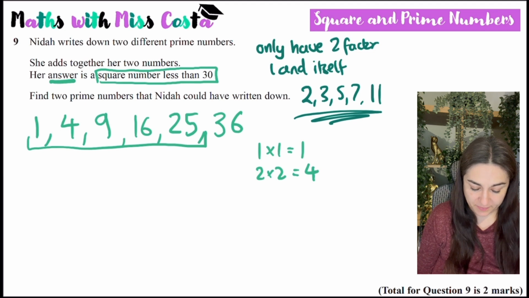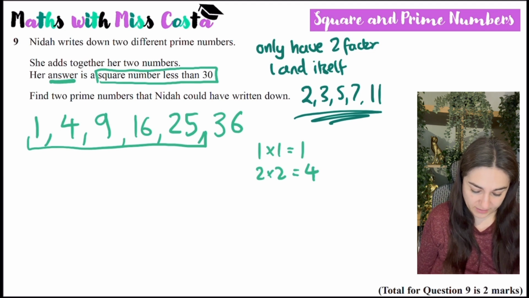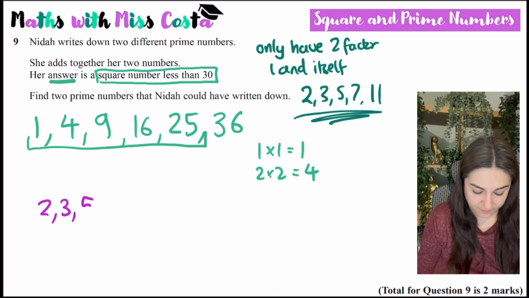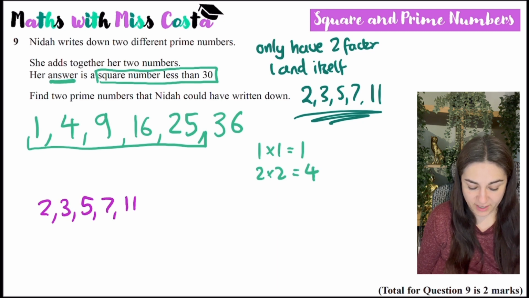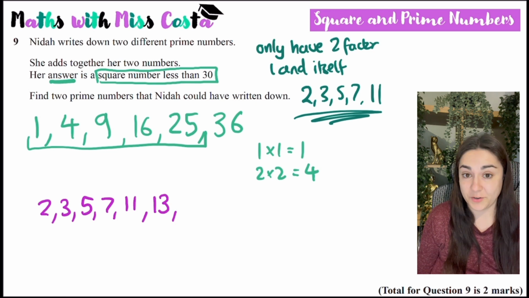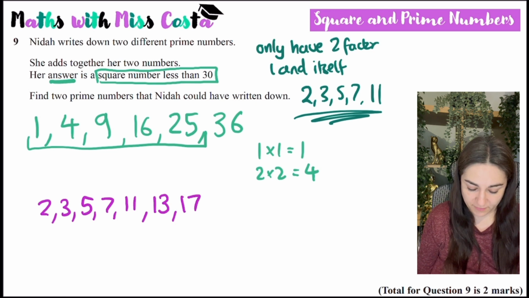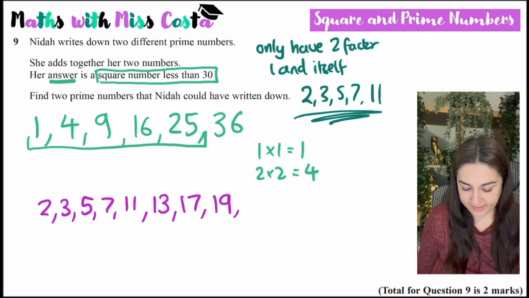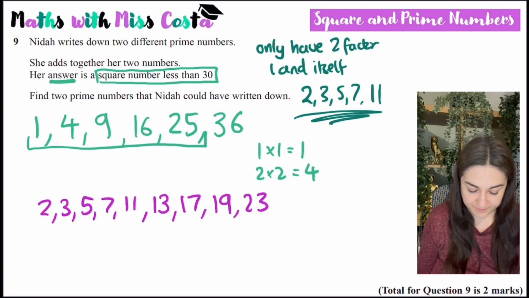So let's think about the prime numbers that could add to this. So we've got 2, 3, 5, 7, 11 as my first prime numbers. Then I've got 13. 15 is not a prime number because it's divisible by 5. 17, 19, and then 23.